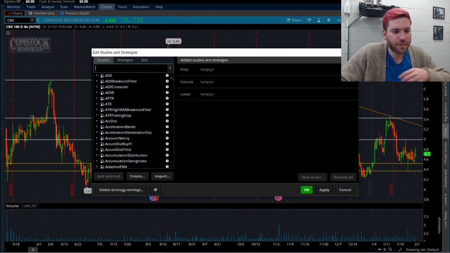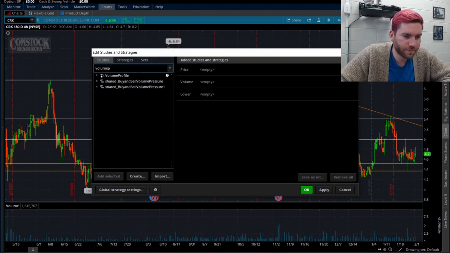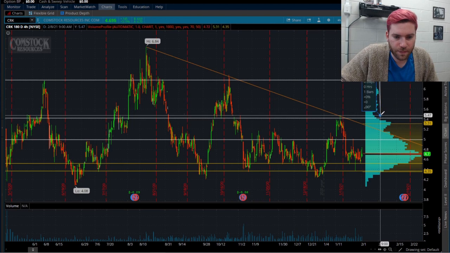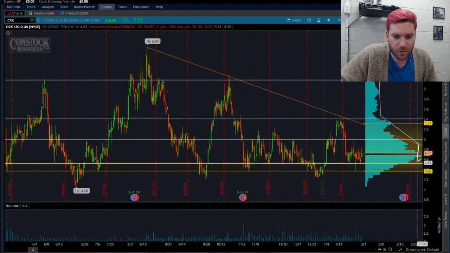Let's edit our studies. We'll add volume profile and see what it looks like. And again, what's this look like? That is, in fact, our lowercase b.